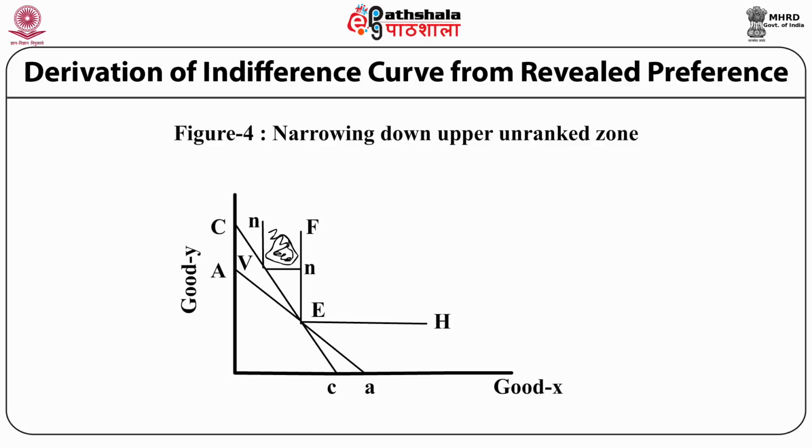With this, we have successfully managed to derive the indifference curve. With this narrowing down of the lower unranked zone and upper unranked zone, we are now in a position to derive the indifference curve from the revealed preference of the consumer, which comes from the actual behavior of the consumer in various market situations. That is done in figure 5.